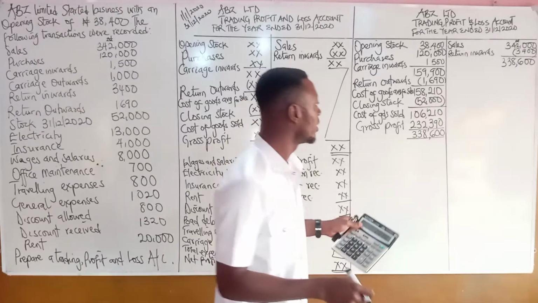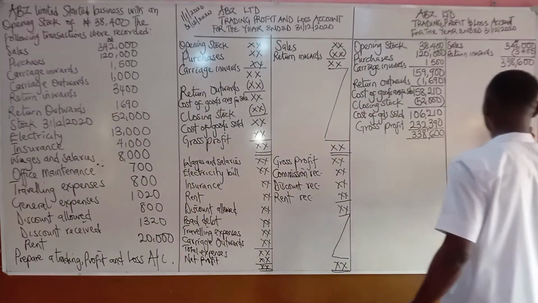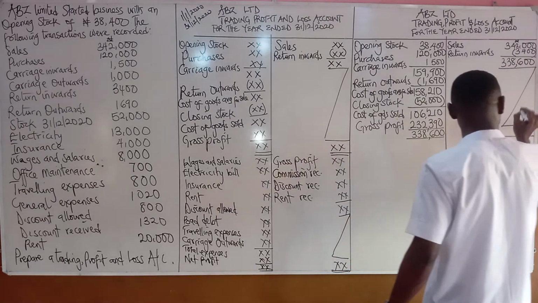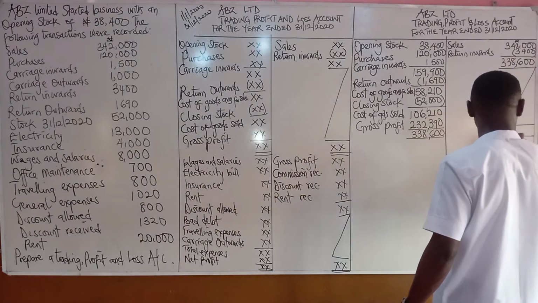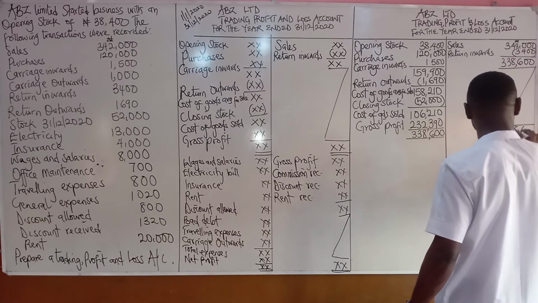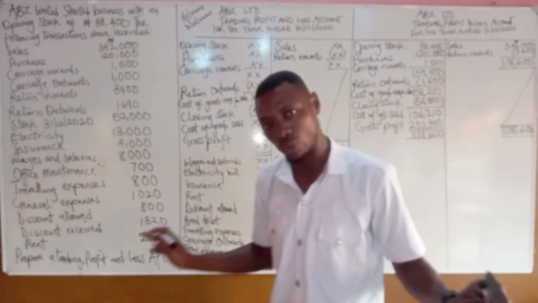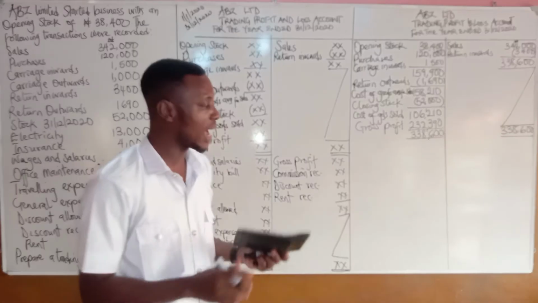Do we understand? Now it's time for me to close. I'll close here with my Z. So this brings it down to 338,600. Now I'm done with trading account. We are done with trading account.